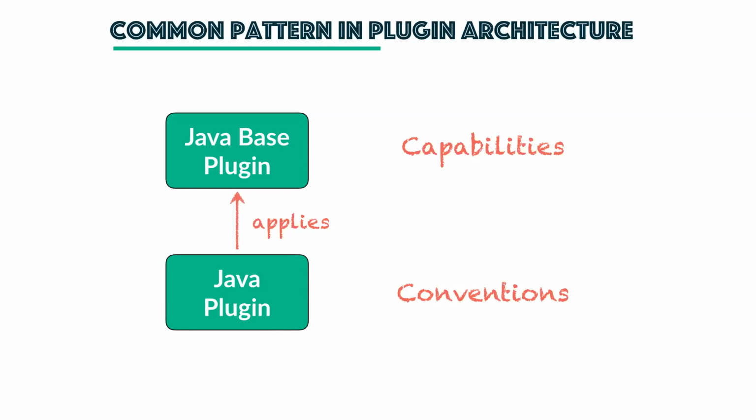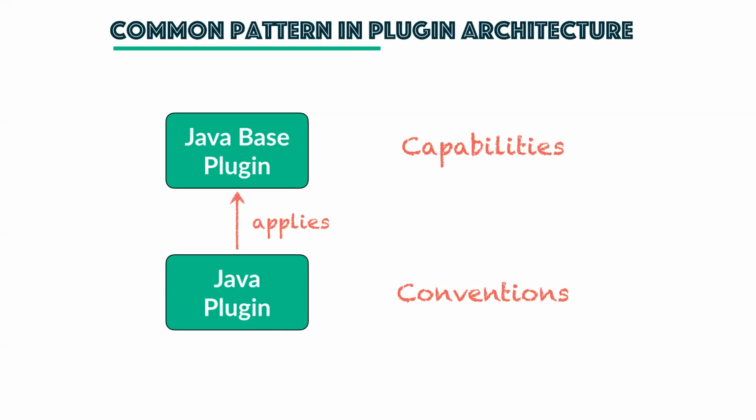But what you might also know is that the Java plugin also works on another plugin. Basically, it applies another plugin which provides the capabilities. So what are capabilities in this case? Capabilities could be things like custom tasks that are provided. For example, there could be a custom task for compilation. There could be a custom task for generating Java docs and things like that.